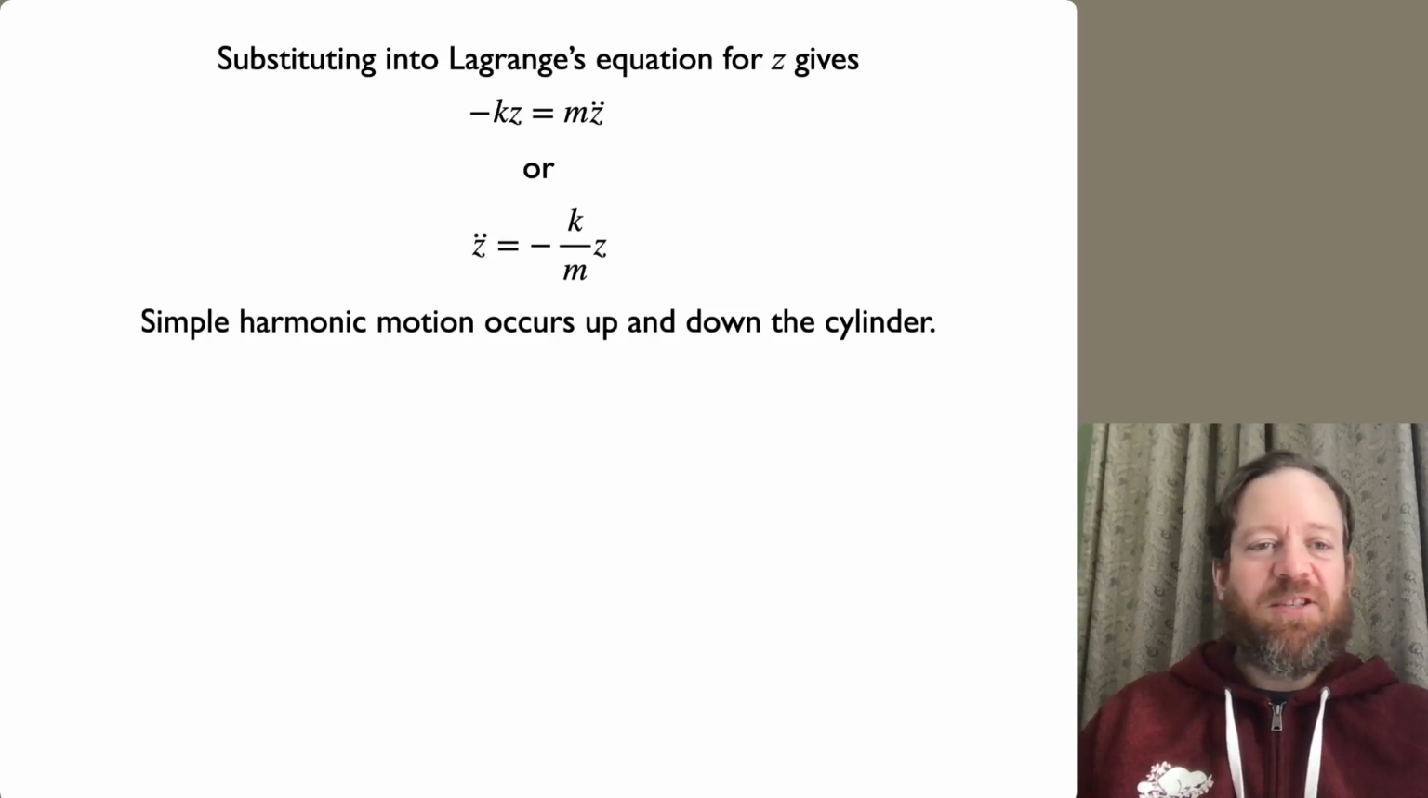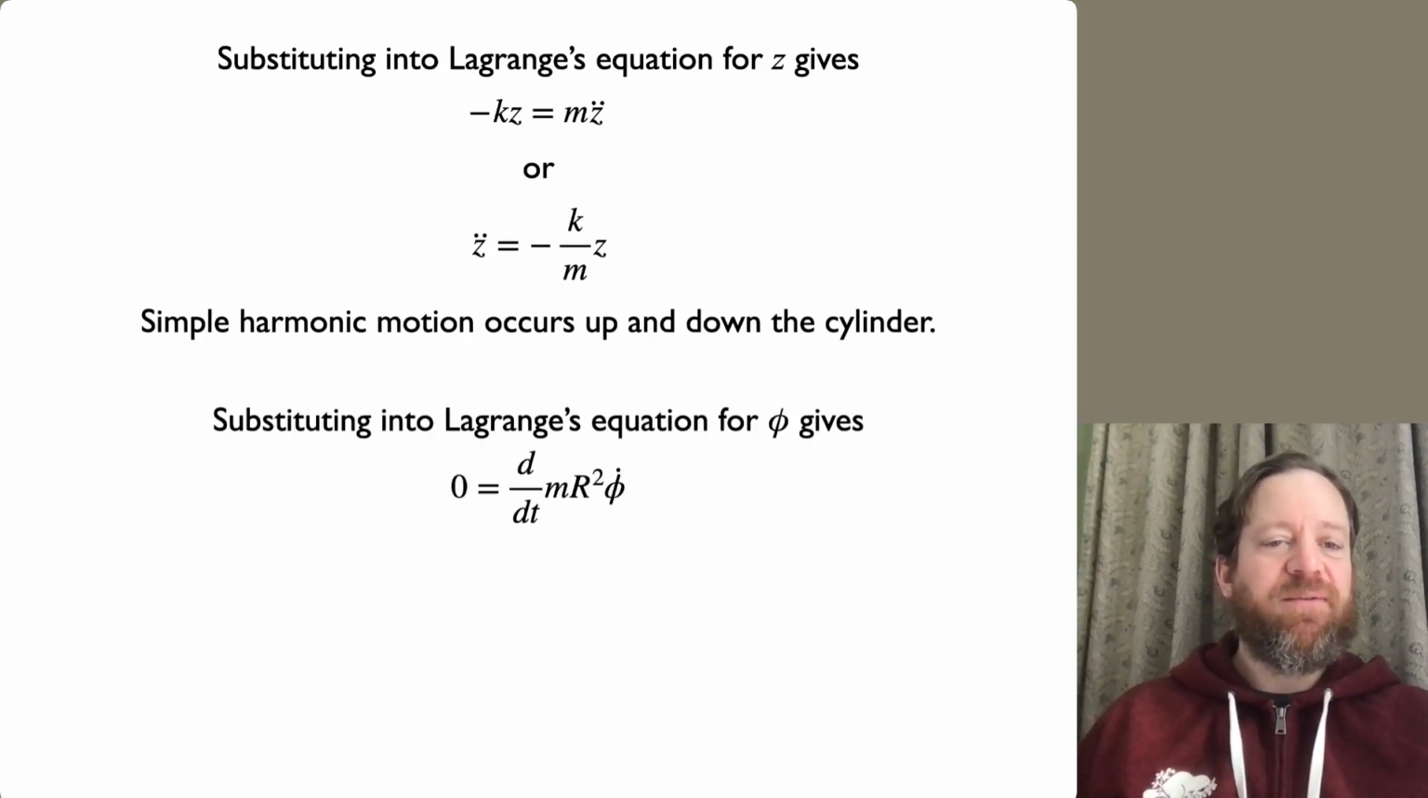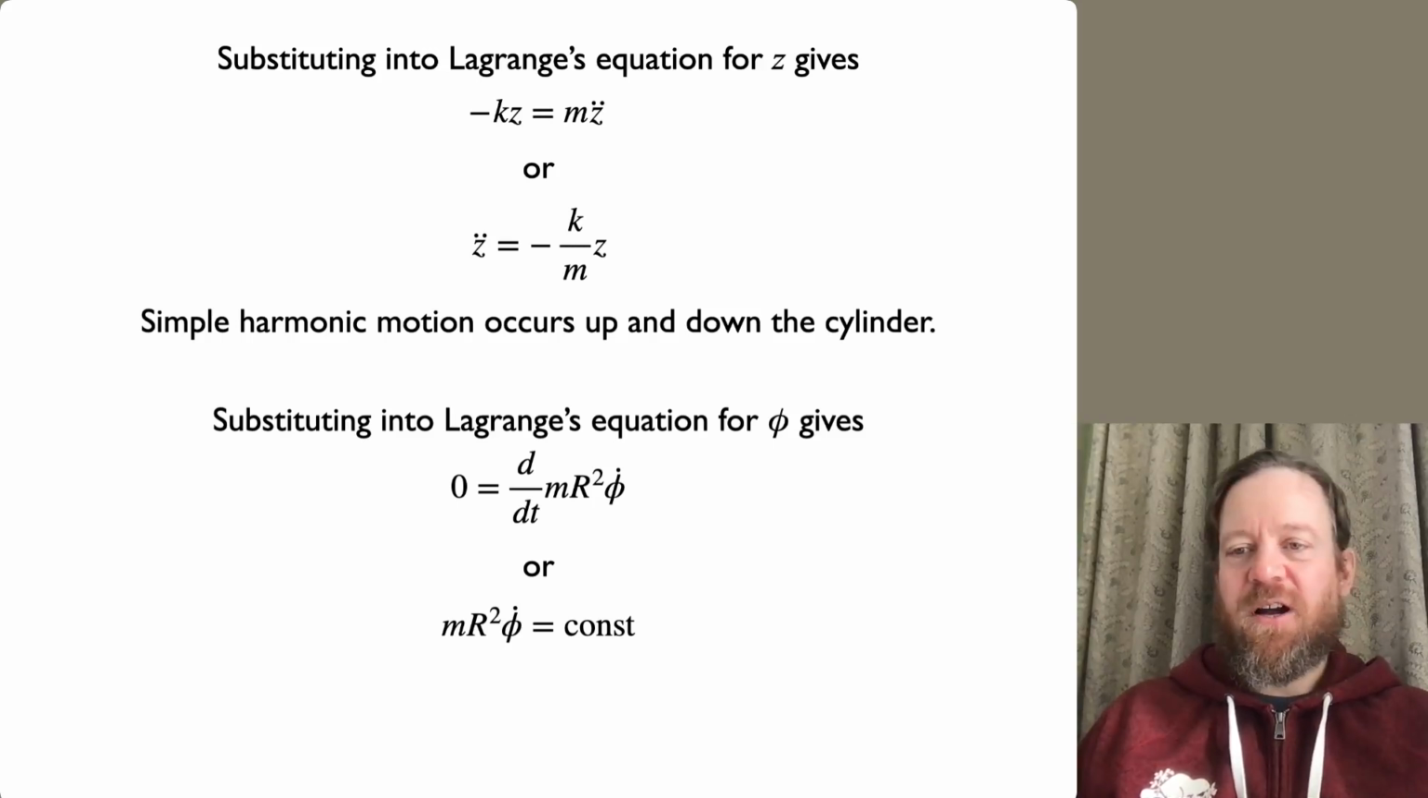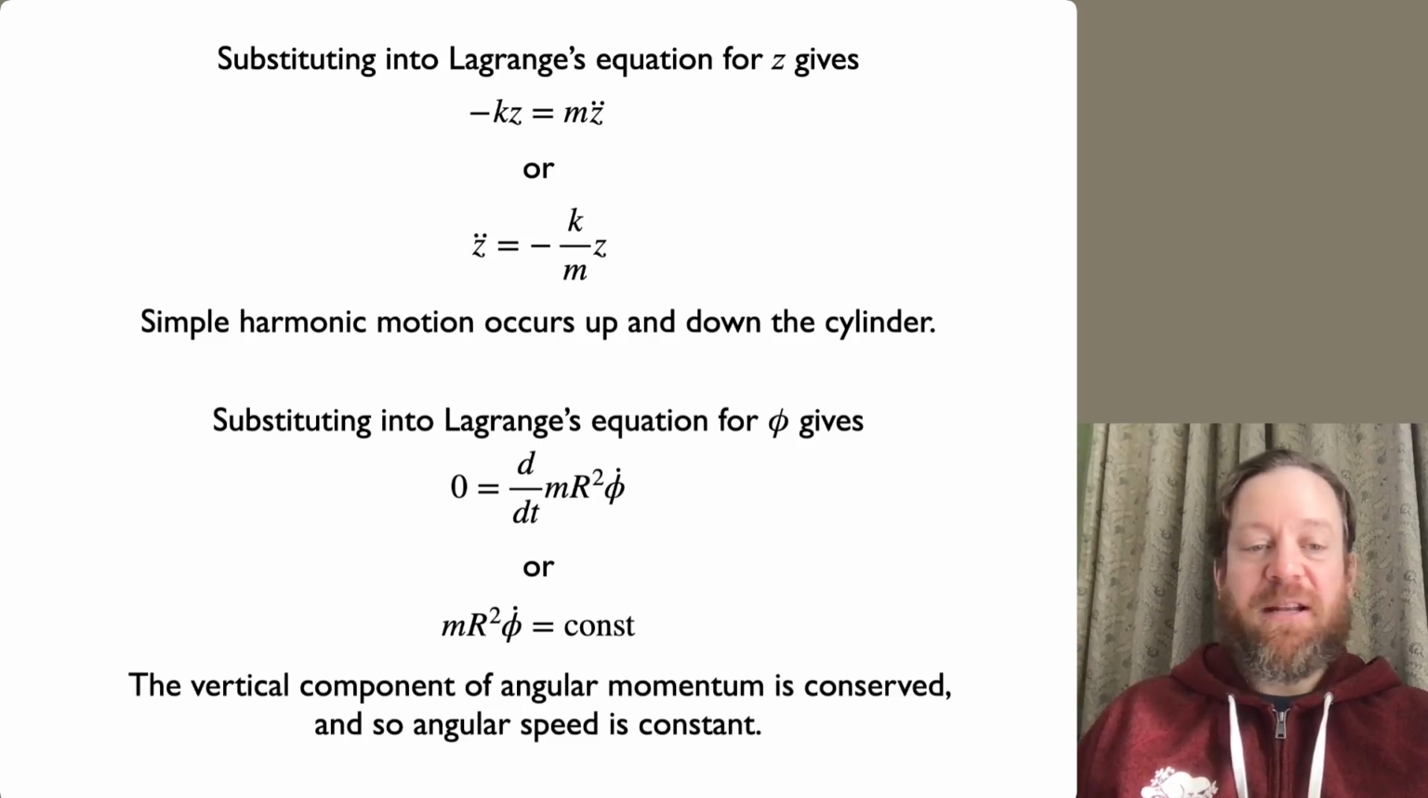So to do that, we will substitute our Lagrangian into Lagrange's equation for phi. When we do that, the left-hand side derivative conveniently goes to 0, and that's going to be equal to d by dt of mr squared phi dot. Of course, this tells us that mr squared phi dot is a constant of the motion, so we'll summarize that as mr squared phi dot being equal to a constant. Now, you should recognize mr squared phi dot. This, of course, is just the vertical component of the angular momentum. So what we find here is that that vertical component of the angular momentum is conserved, and this tells us that angular speed is constant.